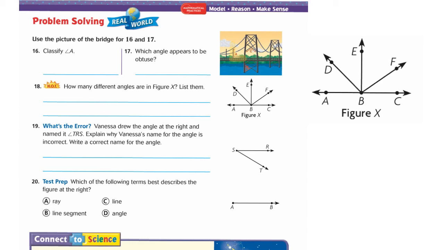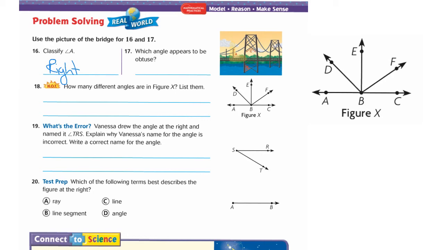Obviously not straight, right? Or obtuse? Take 5 seconds. Yeah, I think angle A, I would classify it as a right angle. Correct. Good job. It says which angle for number 17 appears to be obtuse.